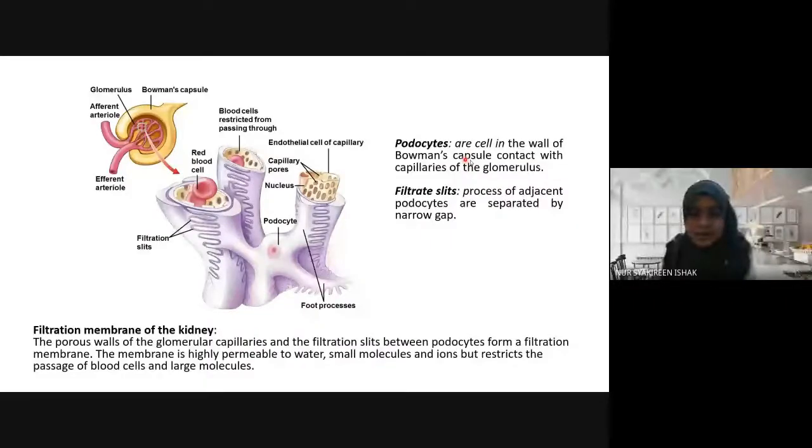Okay, so these are already mentioned. So you have a special cell here which we call the podocyte. Okay, so podocytes are cells in the wall of the Bowman capsule that are in contact with the capillaries of the glomerulus. So this is the podocyte. And then this is the filtration slit, and then this is the porous glomerulus. Okay, so due to the high pressure, small solutes will exit the glomerulus and enter into the Bowman capsule through these filtration slits. Okay, which is a narrow gap here. Okay, narrow gaps.